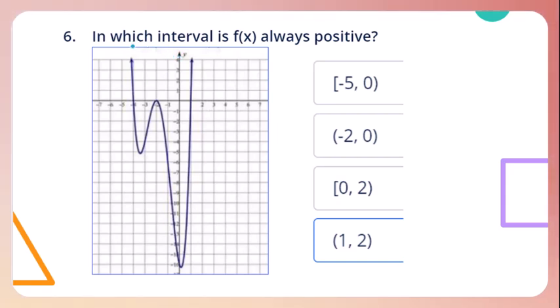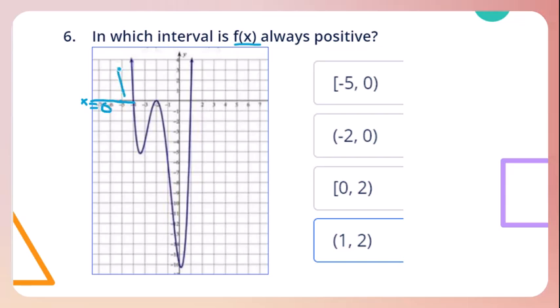All right, question number 6. In which interval is f of x always positive? All right, now some of you got tricked on this one because on our review we talked about negative, okay, but we want to know where they're always positive. The hard bracket includes -5. So at -5 is everything above the x-axis, because this is x equals 0, the x-axis.